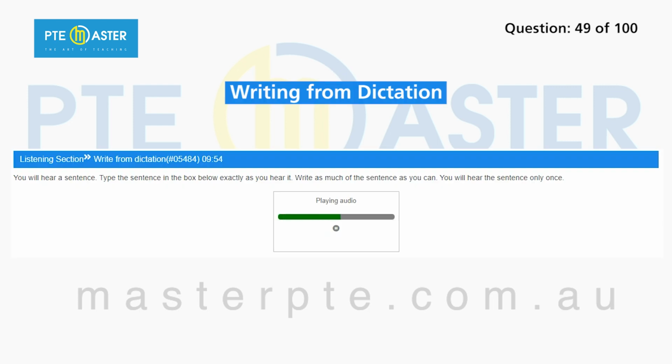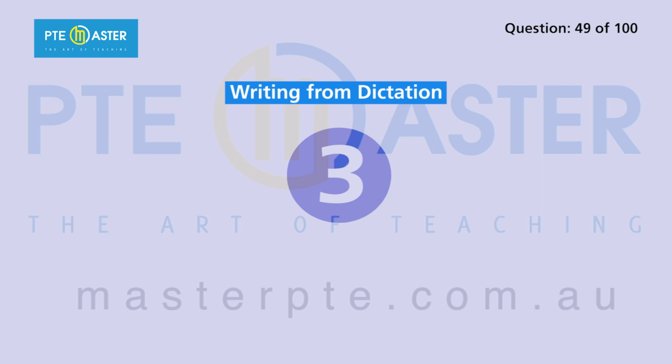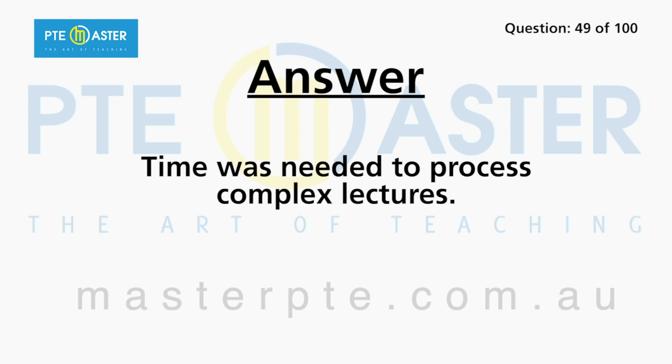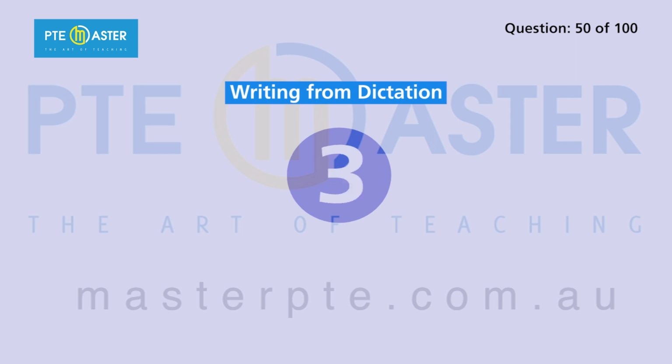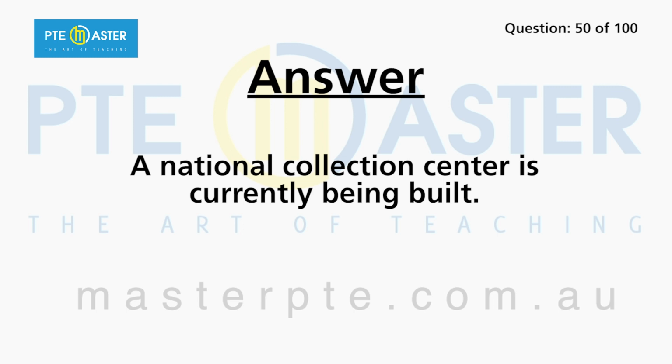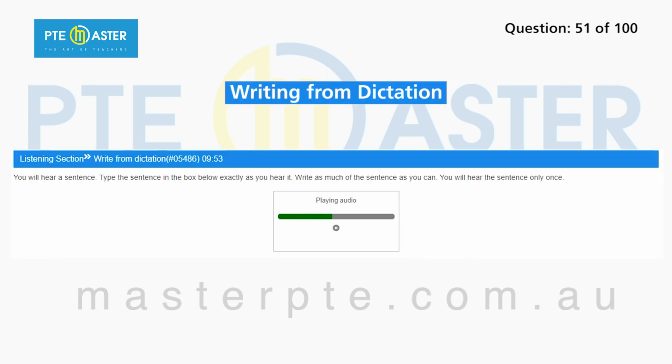Time was needed to process complex lectures. A national collection center is currently being built. The English and Journalism degree has certain placements in the third year.